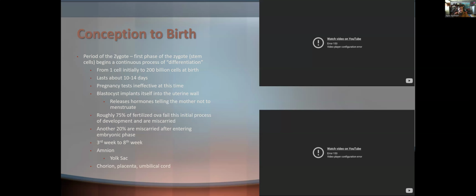So anyway, the third week to the eighth week is considered the embryonic phase, the embryo. Think about a chicken's egg. There's this amnion, this yolk and this sac, and that's really kind of what it looks like. If you break it down, it really looks like a chicken egg developing. The chorion, placenta, and umbilical cord start to develop in this stage.